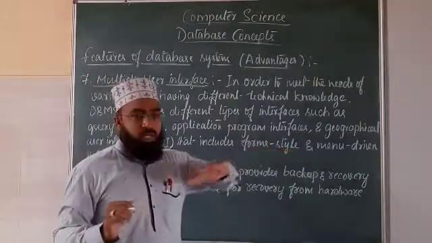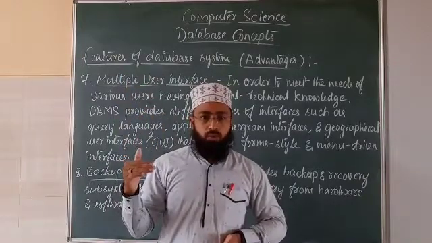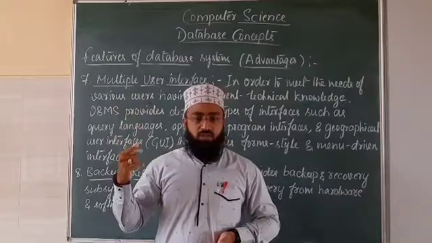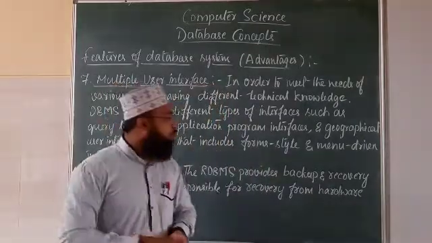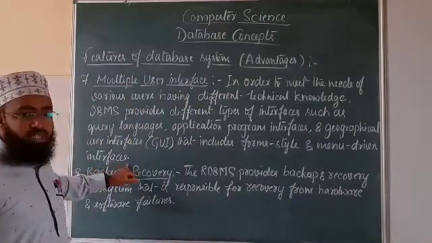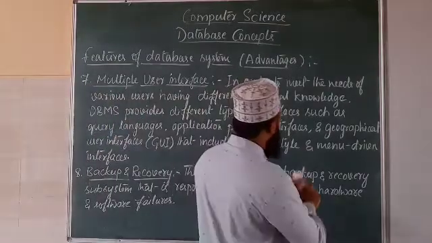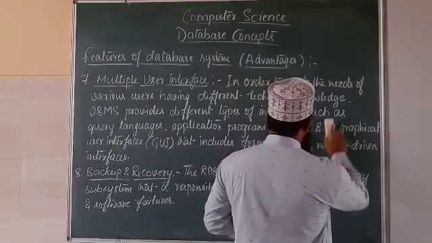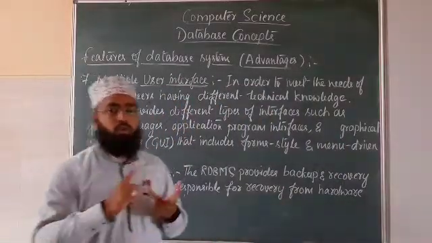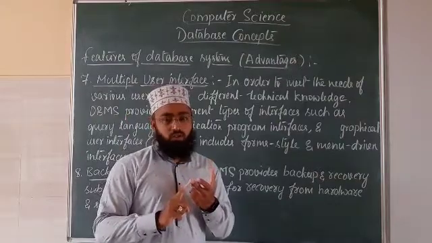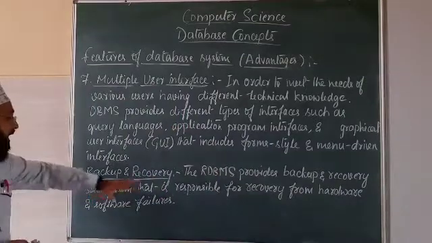Menu driven means, as I told in the last class, if you click on the file option, it will give you a drop down menu which includes open, save as, print, edit, and so on. So that is called drop down or menu driven interfaces. Here GUI means graphical interface, not geographical. It is a graphical user interface. There are two types, one is CUI and one more is GUI. CUI means character user interface, and GUI means graphical user interface.